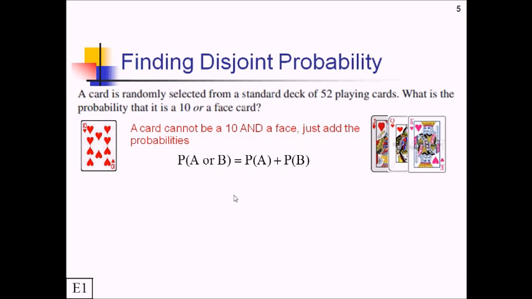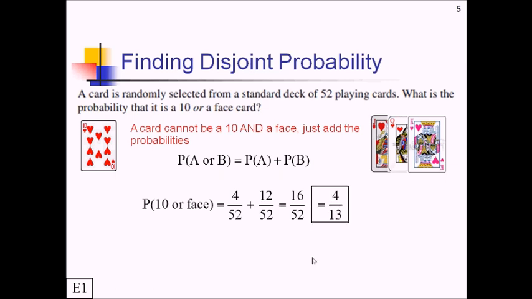So to find the probability of being a 10 or a face card, we've got the probability of being a 10, which there's 4 10s out of 52 cards in the deck, so that's 4 out of 52, plus the probability of being a face card. There's 3 face cards per suit and 4 suits, so that's 12 altogether out of 52. And we just have to add these together. Again, there's no overlap, so this is 16 out of 52, which we can then reduce to 4 out of 13.